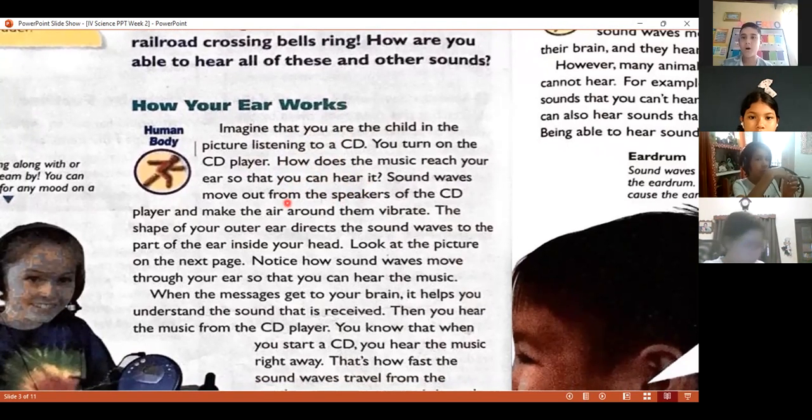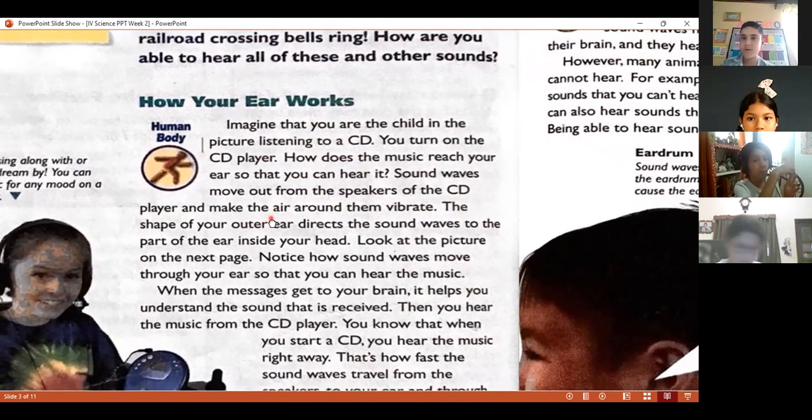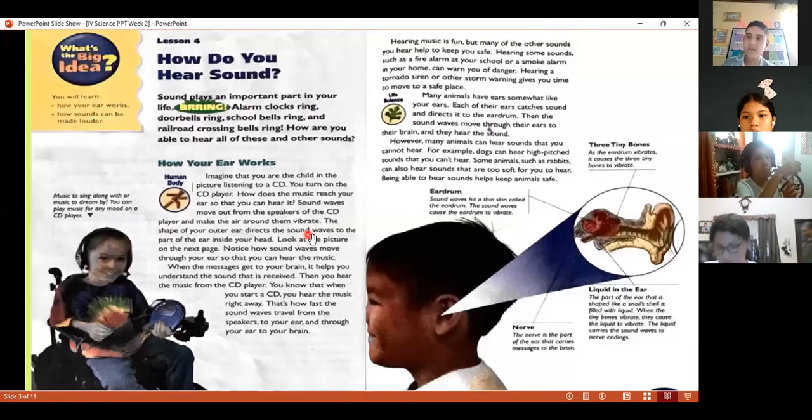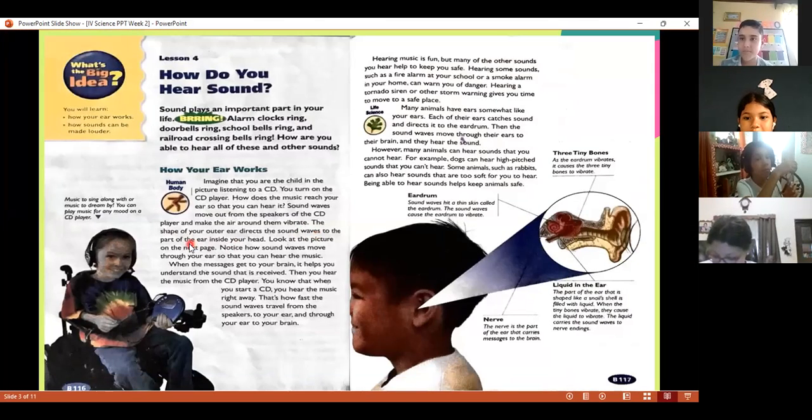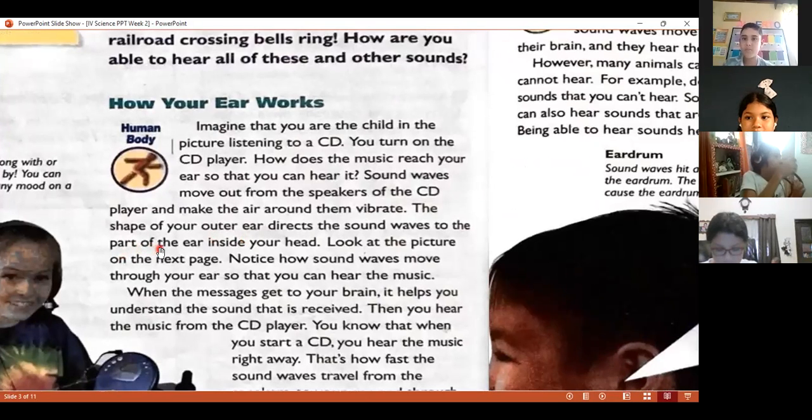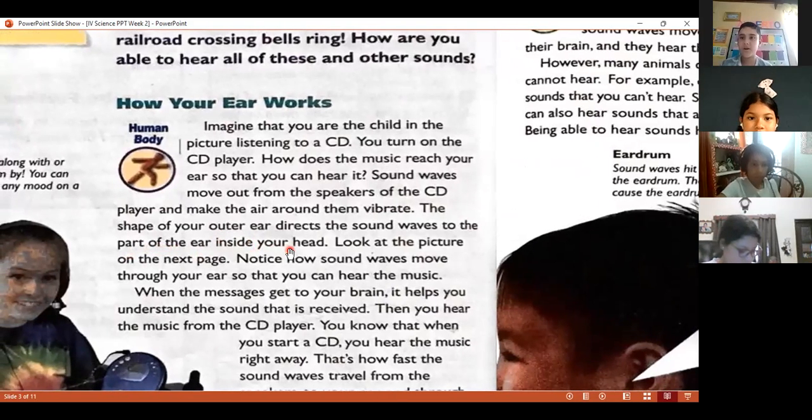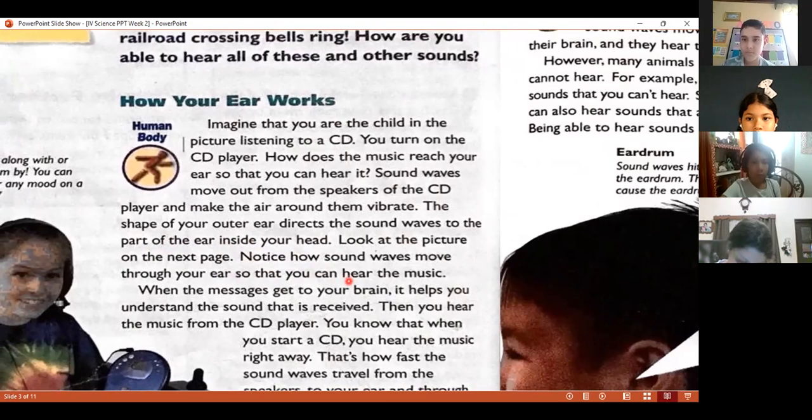Sound waves move out from the speakers of the CD player and make the air around them vibrate. The shape of your outer ear directs the sound waves to the part of the ear inside your head. Look at the picture on the next page. Notice how sound waves move through your ear so that you can hear the music. Okay, stop here. Thank you.